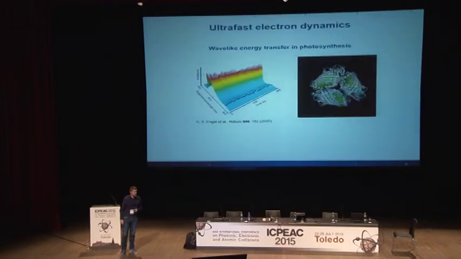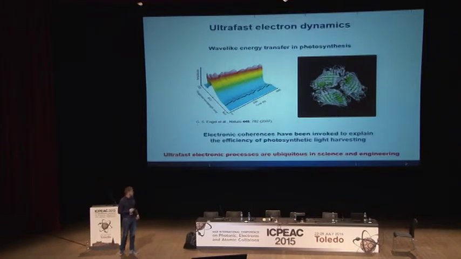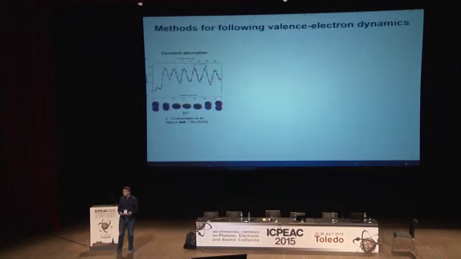In general, ultrafast electronic dynamics are abundant phenomena in nature. For example, wave-like energy transfer in photosynthesis in the Fenna-Matthews-Olson complex has been observed by multidimensional electronic spectroscopy, and electronic coherences have even been invoked to explain the unusually high efficiency of photosynthetic light harvesting. In order to understand these processes, to eventually even control or manipulate them, we have to find methods to follow them. And there are a few very nice methods out there to follow these electronic processes.